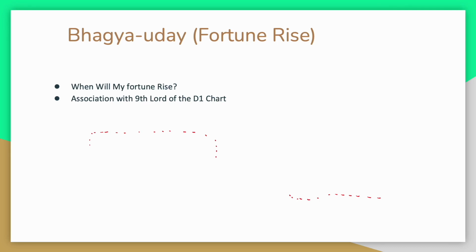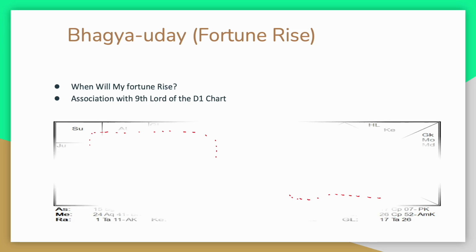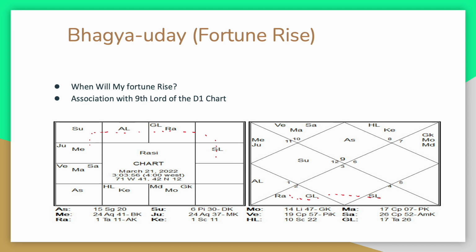The ninth house and the ninth lord of the horoscope are very important. Especially the ninth lord becomes prominent in this case. So how do you find your ninth lord? First of all, you should know which sign rules your ninth house.